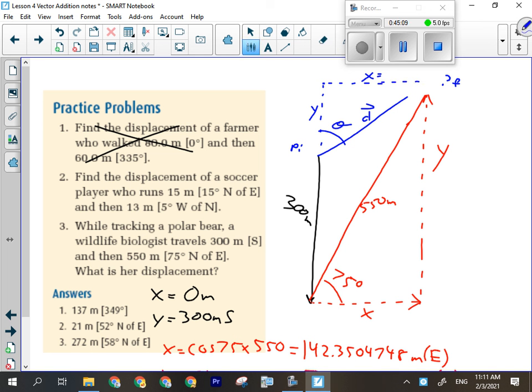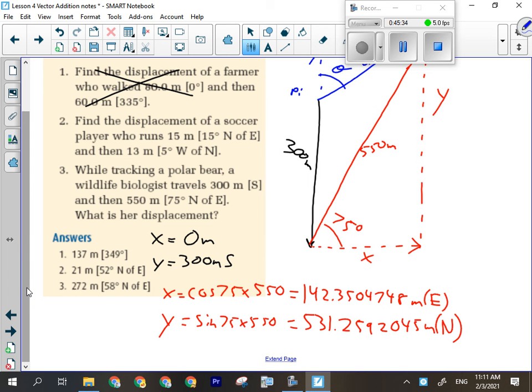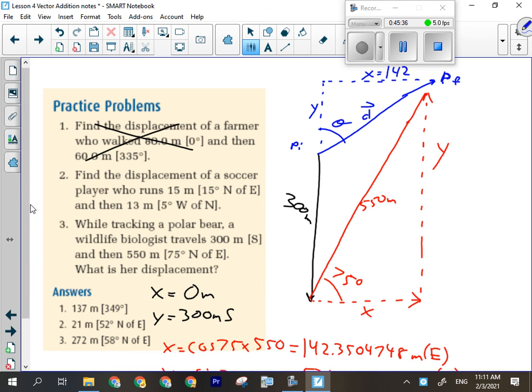Okay, so 142 we said, right? Yeah, okay. And then y is going to be the 531 minus the 300. That'll give us what's left north, right? Because we went 300 south, we went 531 north. So we're going to have about 231, right? As our y component here. With obviously all the decimals, I'll use them in my calculation in a minute.